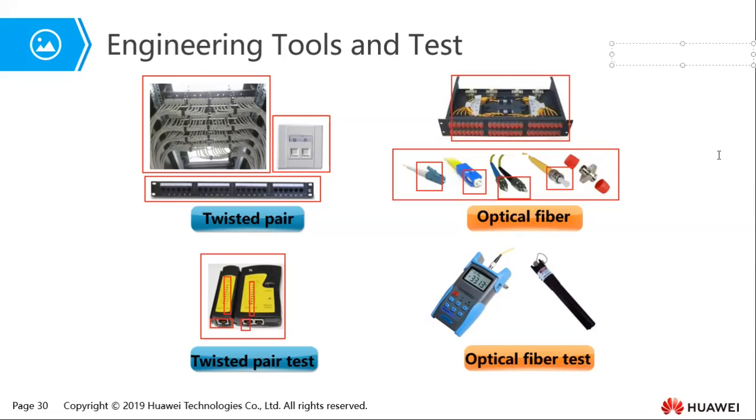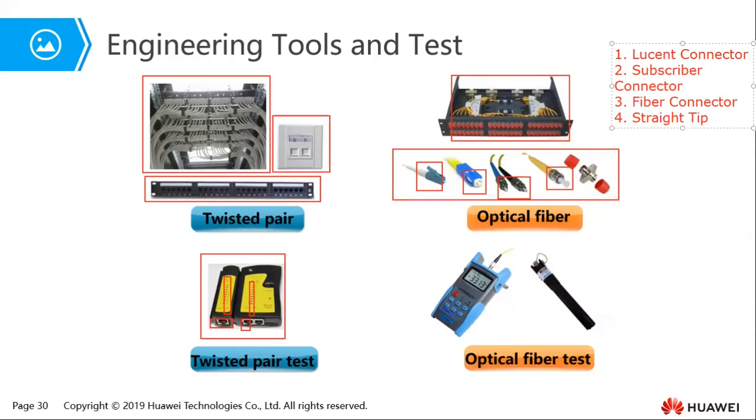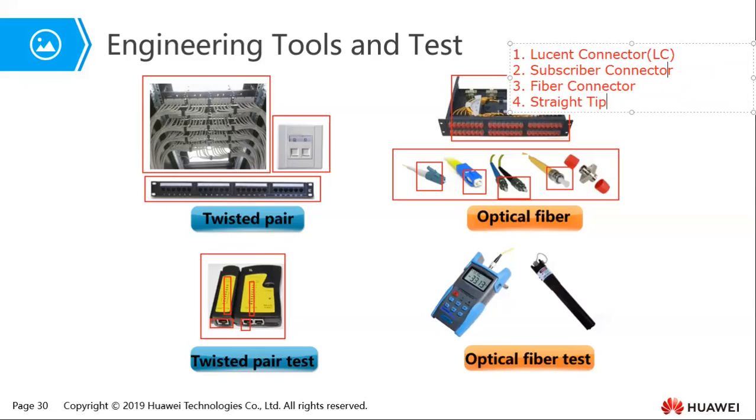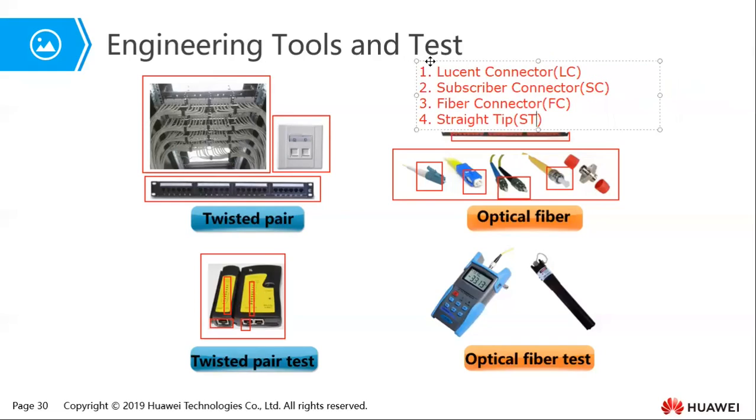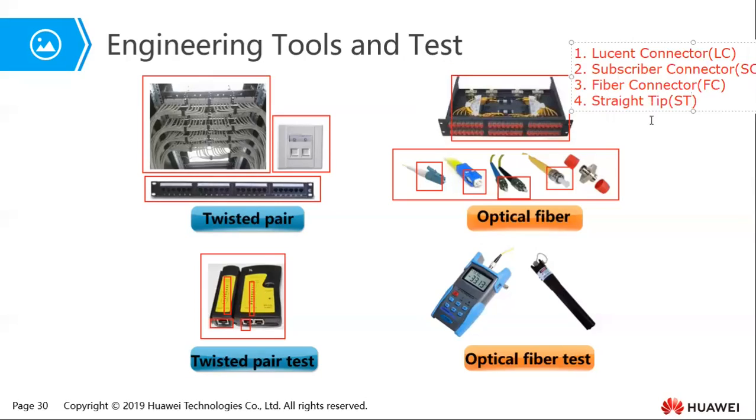So just to mention those again. We have Lucent connector, we have subscriber connector, we have fiber connector, and we have straight tip. So normally they'll just be referred to with the acronym. For example, LC, CS connector, FC connector, and straight tip ST. So a reading assignment again, I want you to read about these connectors and find out in what instances each one of them is used.